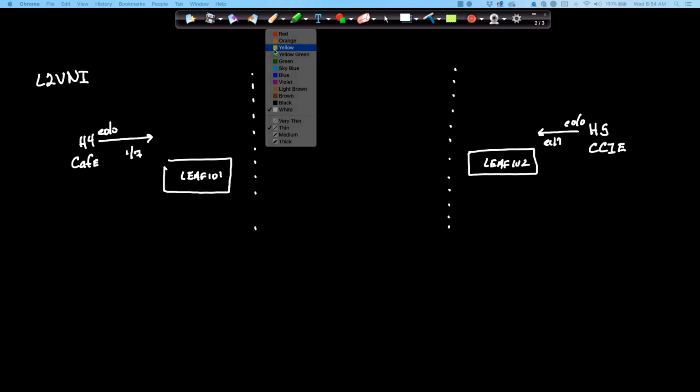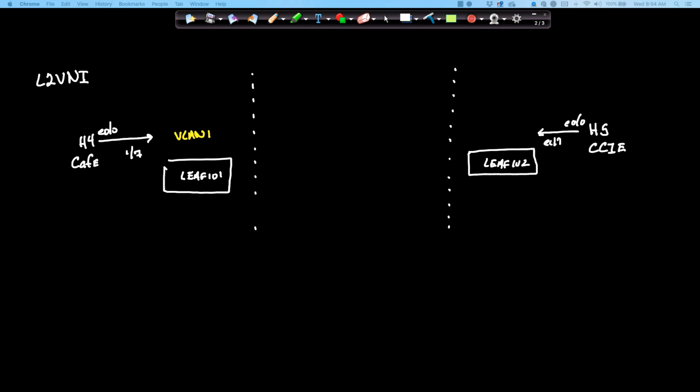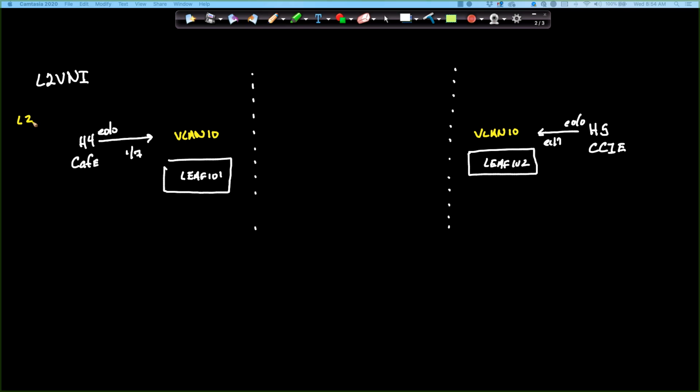What we did is we created VLAN 10 on both sides, the same VLAN. And we wanted to implement the idea of having some type of layer 2 adjacency. That layer 2 adjacency was achieved through the creation of a layer 2 VNI, a VXLAN tunnel that connects resources inside the same VLAN. Honestly, that's all it was.